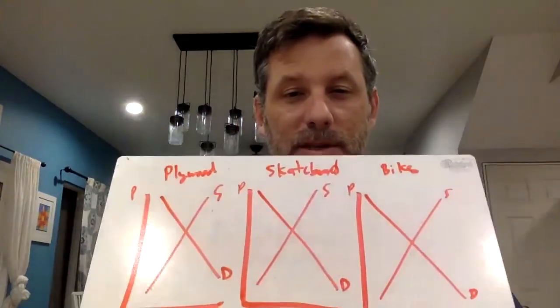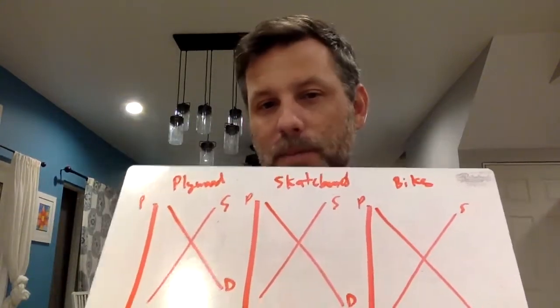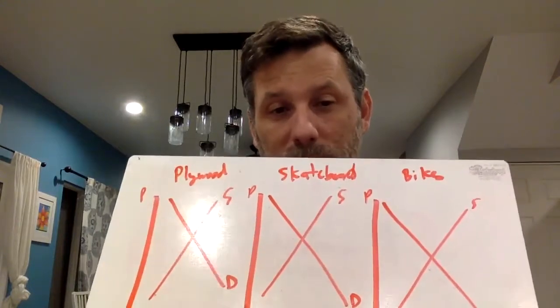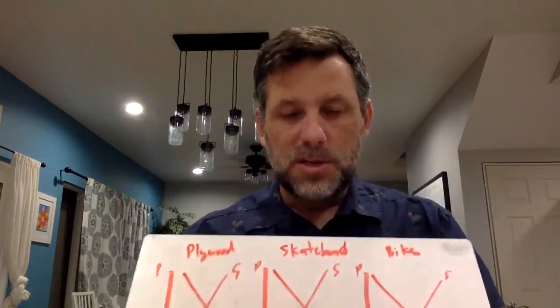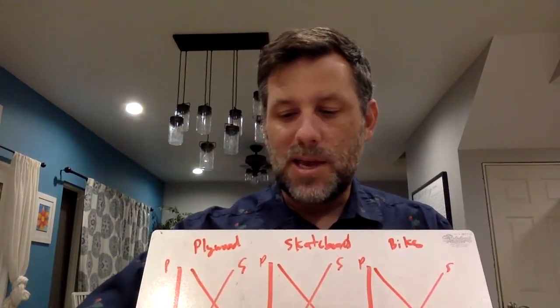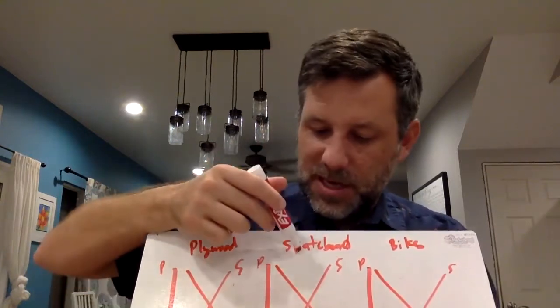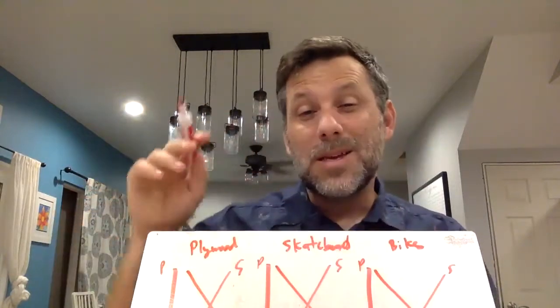So right here, I've got my example of skateboards, bicycles, and plywood, right? And what are the relationships here? Plywood is an ingredient or a resource used to make skateboards. Skateboards and bicycles are substitutes. So notice in this question, thing number one affects thing number two. Thing number two affects thing number three.